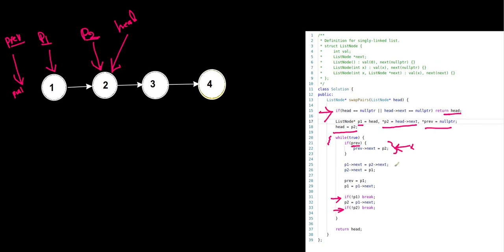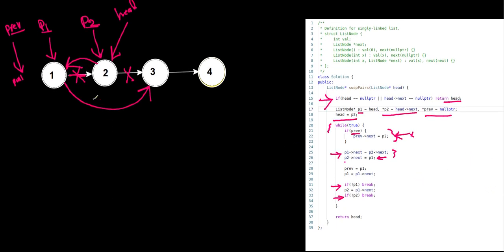Now let's execute these two lines. P1 of next equal P2 of next. So P1 of next is this one. We make it point to P2 of next. Then we have P2 of next equal P1. P2 of next is this one. We make it point to P1.